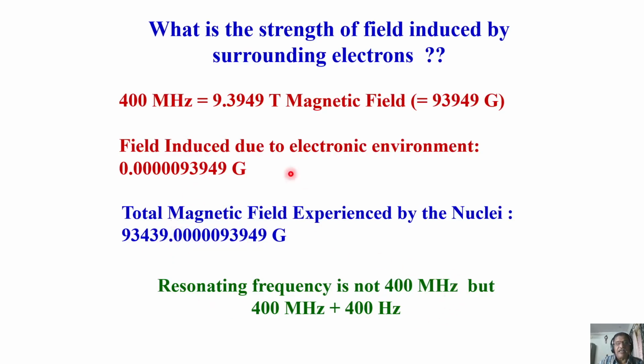The resonating frequency is now not just 400 megahertz. It is 400 megahertz plus 400 hertz. You see, this you can calculate. For this magnetic field, what is the resonating frequency? You can calculate it is 400 megahertz. For the total magnetic field of 93439 plus this value, totally this value, 93439 Gauss, the resonating frequency is not 400 megahertz but 400 megahertz plus 400 hertz. You understand?